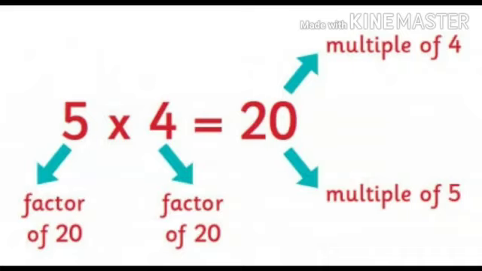So here we also learn a thing: a factor is always smaller than that number, or equal to that number, but a multiple is always greater than or equal to that number. Why? Let's take an example for that.